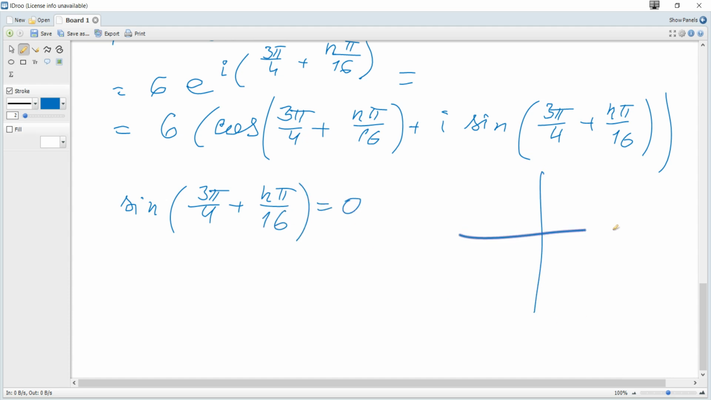And we can consider the unit circle xy. You remember that its coordinates are 1, -1, -1, 1, and if we consider any angle on the unit circle, the x coordinate is cosine, the y coordinate is sine. So for sine to be 0, the y coordinate must be 0. So the solutions are this point and this point.